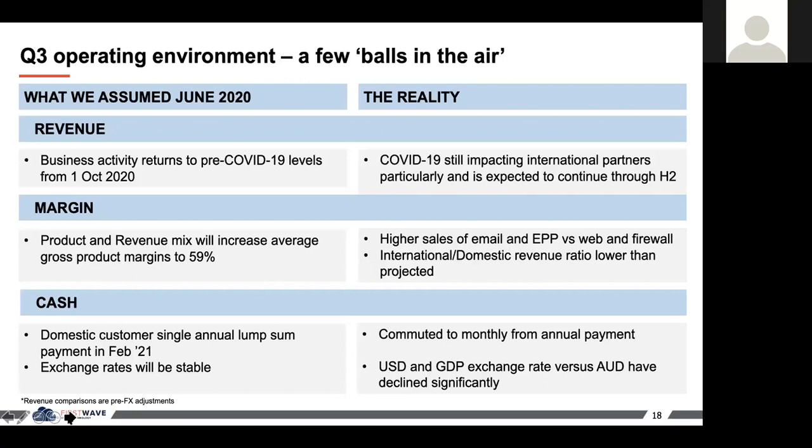I also mentioned briefly a few slides ago that we projected our average product gross margin would improve to 59%, driven by product mix. That is higher volumes of firewalls and web security. And by revenue mix, an increasing proportion of international revenue, particularly through Cisco, in the overall revenue mix. Today, what we see is higher sales of email and endpoint protection products, which is totally expected in a COVID business world, and a lower ratio of international to domestic revenue.